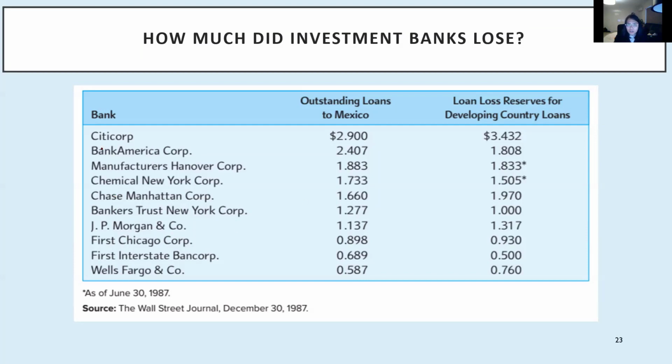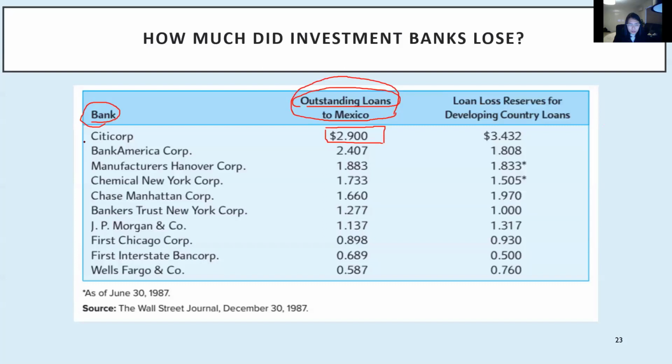So on this slide, I've got the most affected banks following the crisis in 1982. And I'm just looking at Mexico as a single country, right? So we're not looking at the entire debt portfolio. We're just looking at Mexico individually. So these are the loans that these banks made to Mexico. Citicorp was the biggest loser because they made about, I think this is in billion dollars, $2.9 billion lent to Mexico, followed by the other banks, okay?